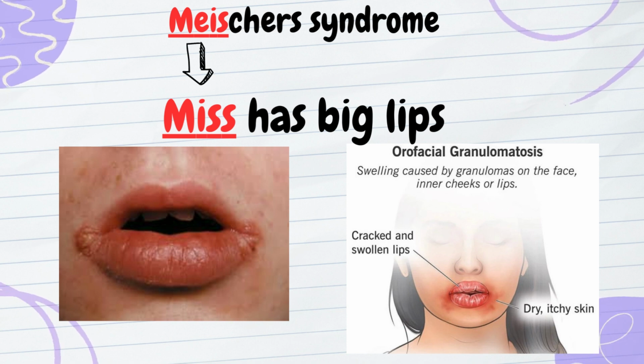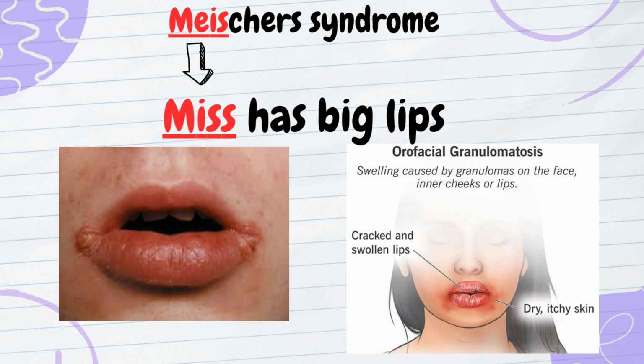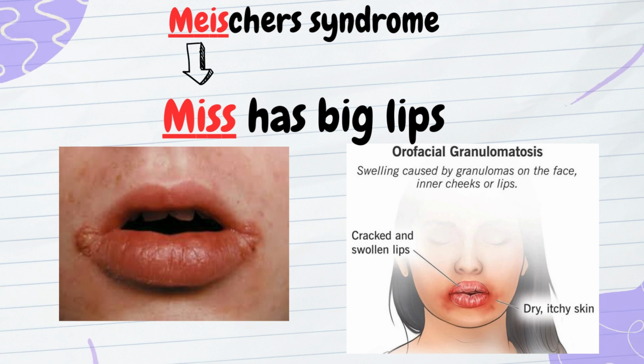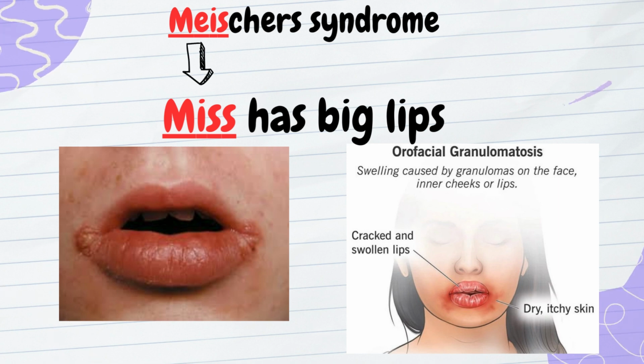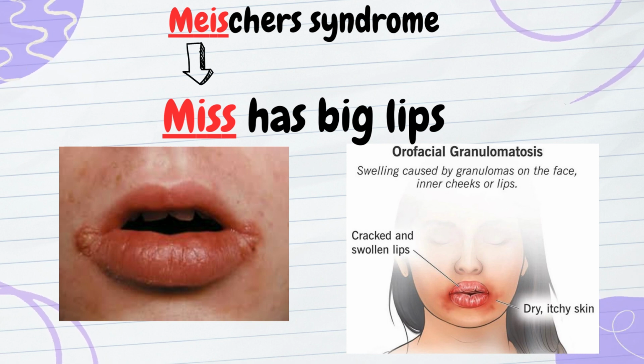Miss has big lips. Okay, now in this you can see I have put some pictures. The patient has bigger lips and also has angular cheilitis, which is also called orofacial granulomatosis, swelling caused by granulomas on the face, inner cheeks or lips. The patient may also have cracked and swollen lips, dry and itchy skin around the lips, so you can appreciate this.